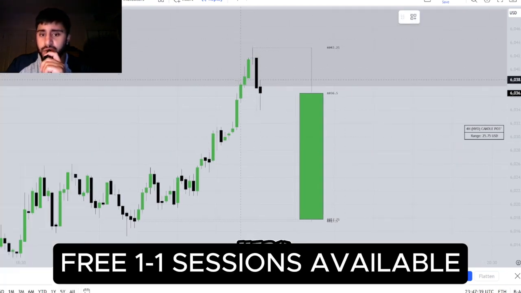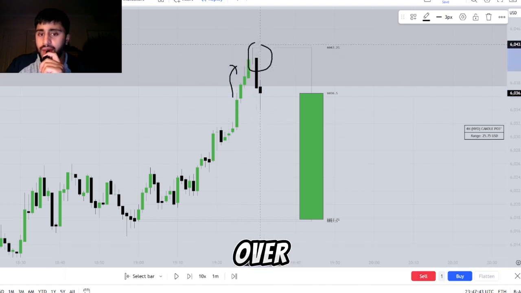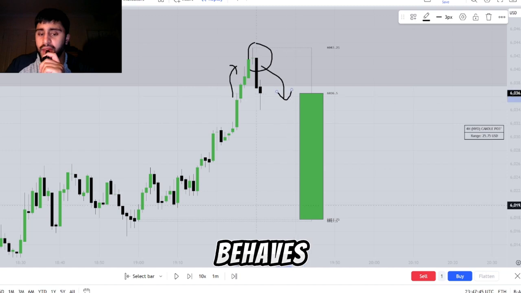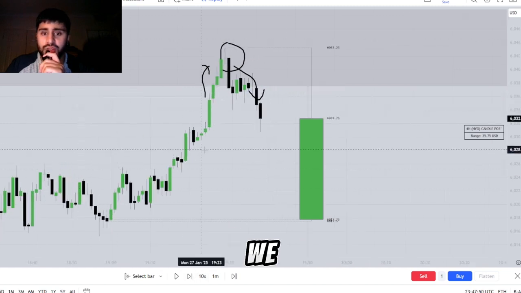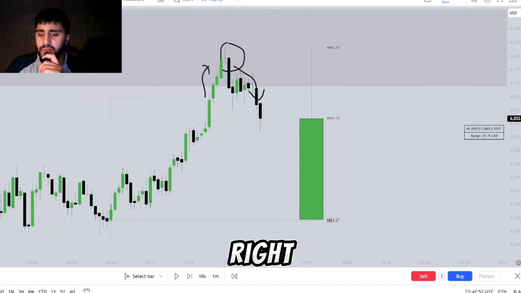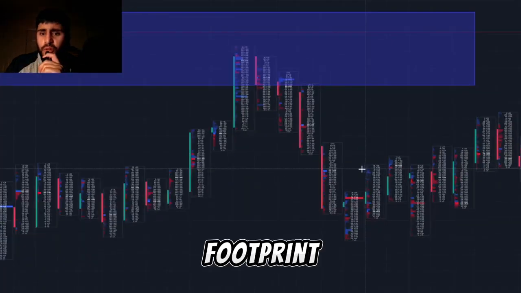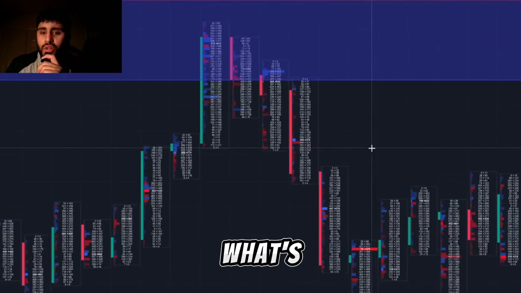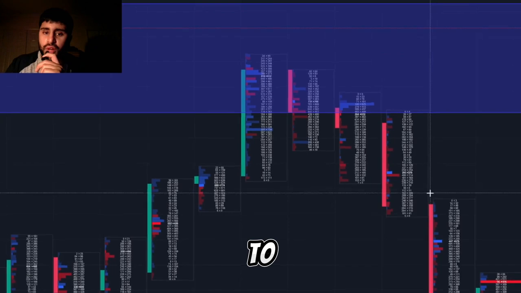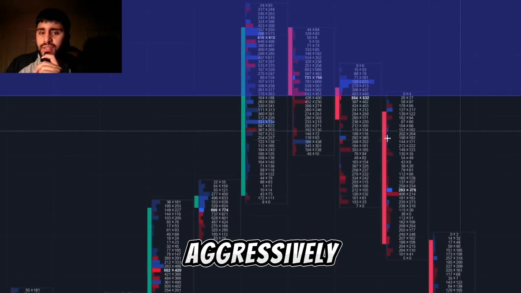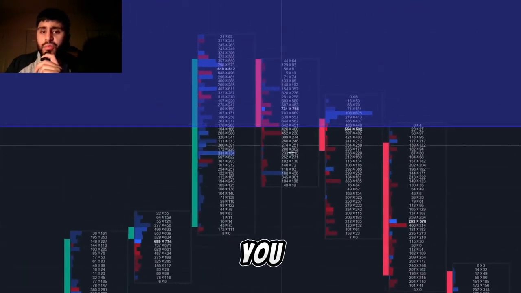We are looking very, very specifically at how price enters the zone, and we're looking at this wick over here, and then we're also looking at how price behaves out of the wick. So we're looking for these particular areas. Let's bring up the footprint charts, because the footprint charts give you an indication as to what's going on. Without the footprint charts, it's very, very difficult to trade. We can see price has aggressively entered this area. What do you see with the delta?